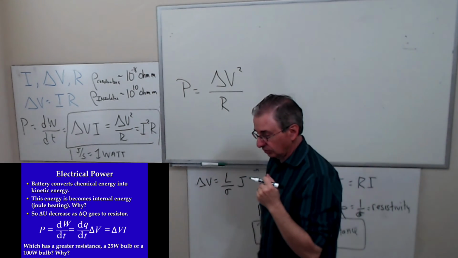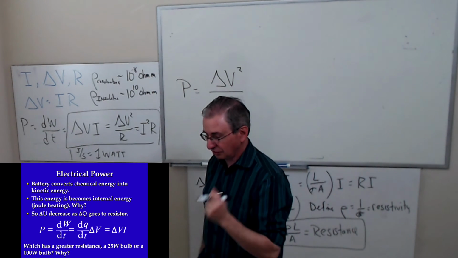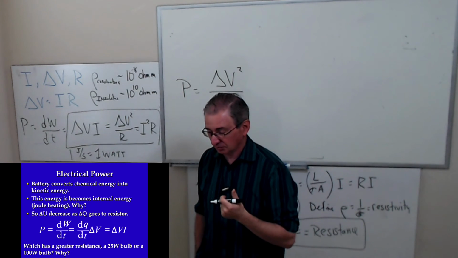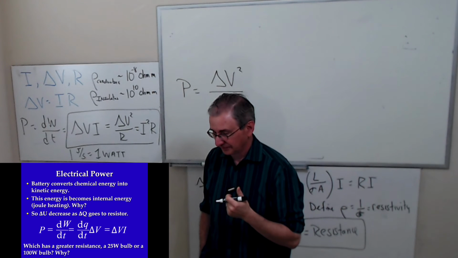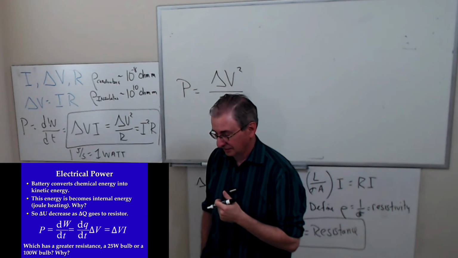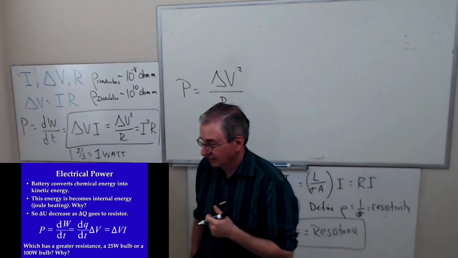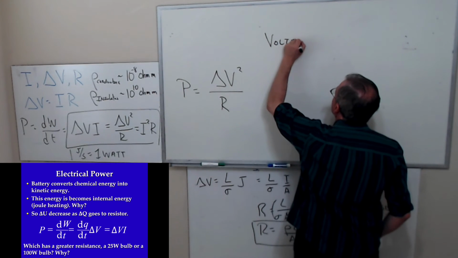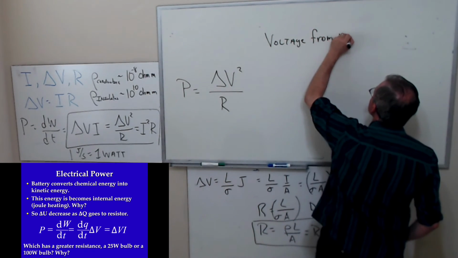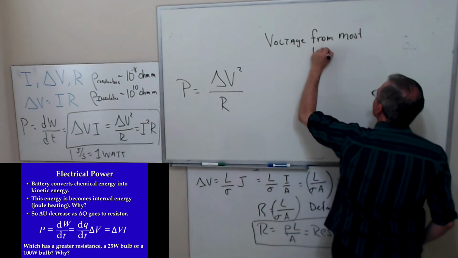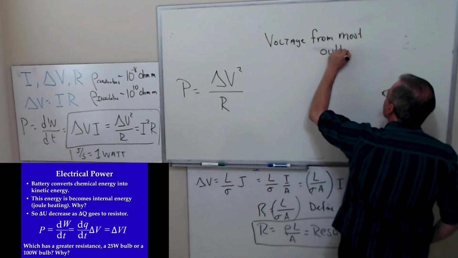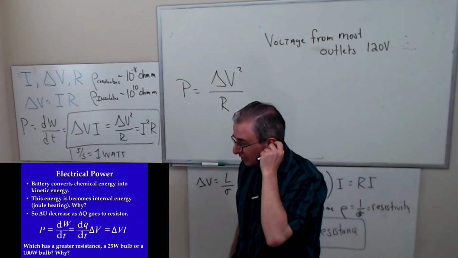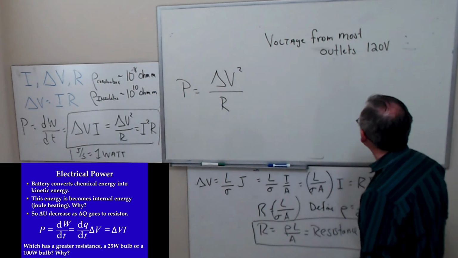When you use a light bulb, do you all know what voltage is across the light bulb? If I put a light bulb in a light socket in the house, what's the voltage across the light bulb? Do you know what's coming out of your wall socket? The voltage from most wall sockets or outlets is about 120 volts. That's kind of an average value. It's not really an average, I'll talk about that later on this semester. Okay, so it's about 120 volts.